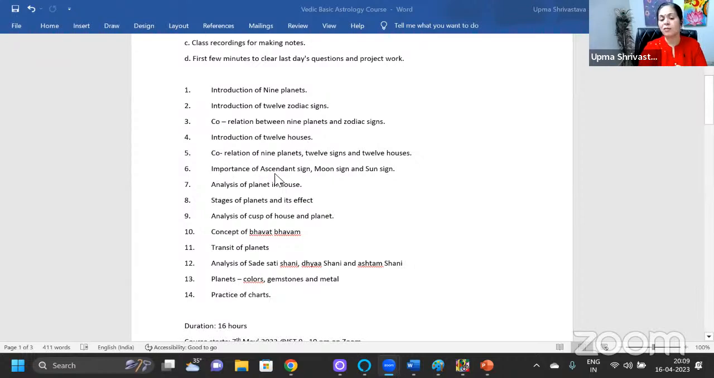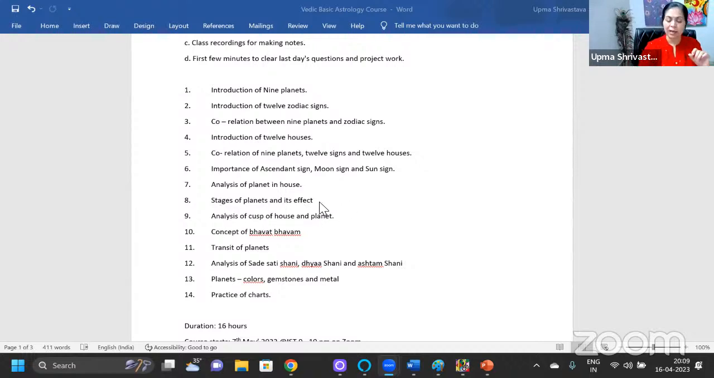Then the importance of the ascendant sign, moon sign, sun sign, what things you are able to predict from these signs related to you and to your family also. Analysis of a planet in a house. From one house, we can predict 100 things. So how you are able to connect them. Your 10th house, which is job or business, how you are able to do the predictions. That we will learn.